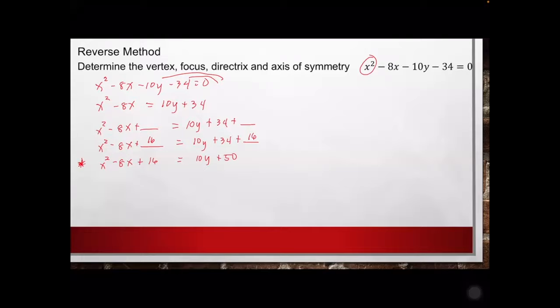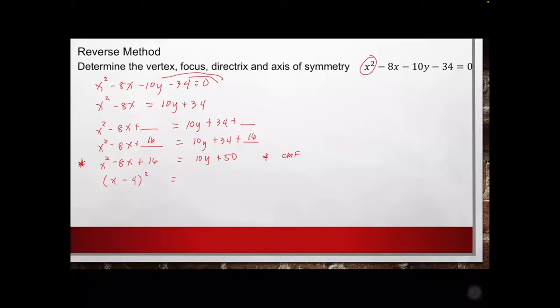What is the square of binomial of this part? Johan. X minus what? X minus 4, squared. Okay. Squared is equal to, itong part na to, gamitan natin siya ng CMF, common monomial factor. What is the CMF of 10y plus 50?